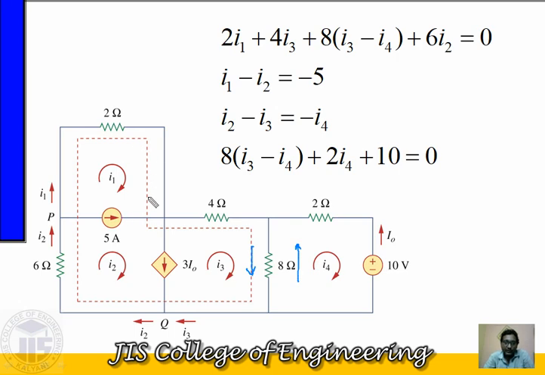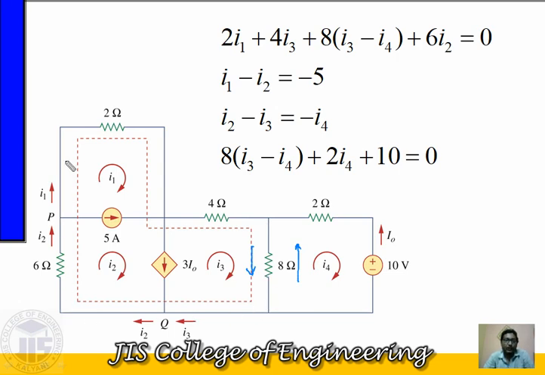So whenever we are considering first the super mesh, our main mesh is this one, this super mesh. For this 8 ohm resistance, the total current is I3 minus I4, so the voltage across this 8 ohm resistance is 8 into (I3 minus I4). Similarly, we move to this 6 ohm resistance, and the current is I2, so the voltage across this 6 ohm resistance is 6 into I2. Again we are going back to the original position, and there is no more voltage source in this super mesh or in this closed path.